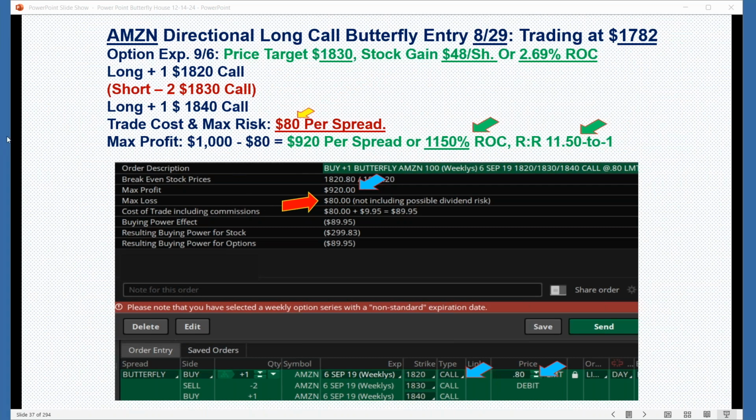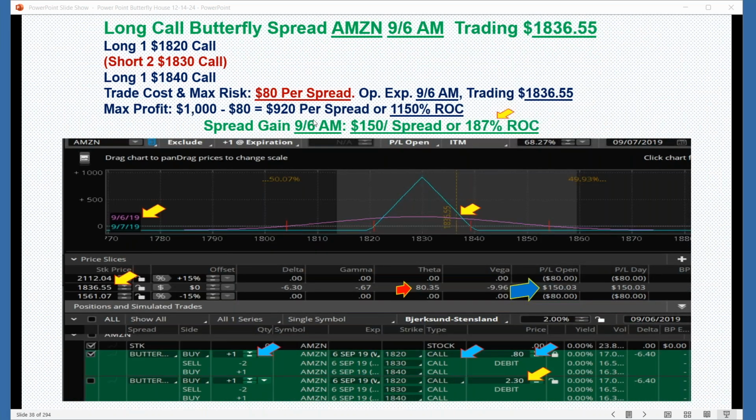So here's just your risk profile. You can see right here, potential to make 920, risk of $80, and there you go, bingo on that. But if you don't get that perfect pin, you still make a ton of money, and especially return on your capital.